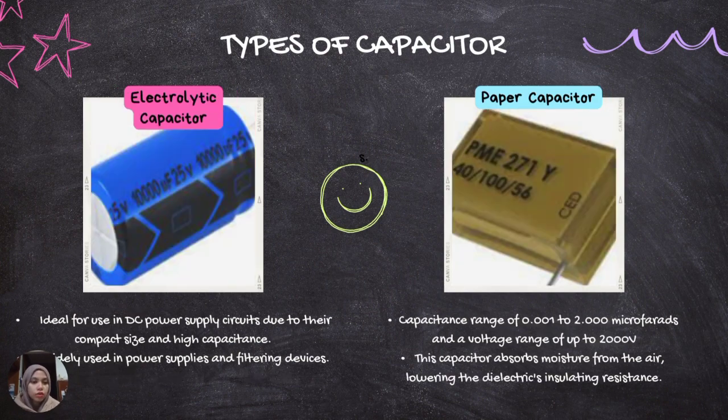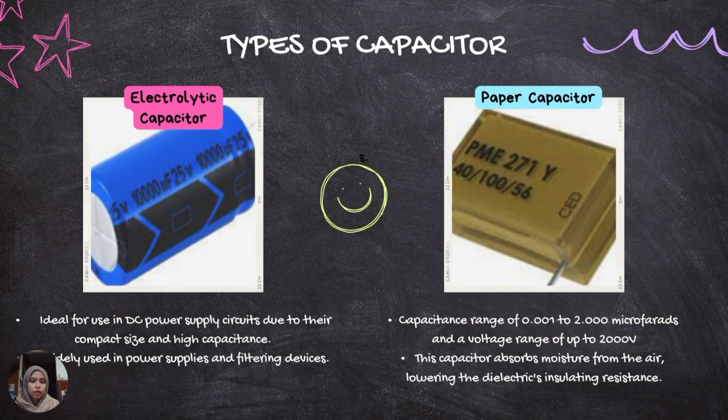Next is electrolytic capacitor, ideal for use in DC power supply circuits due to their compact size and high capacitance, widely used in power supplies and filtering devices. Next is paper capacitor. Capacitance range of 0.01 to 2.00 microfarads and voltage range of 2000 volts. This capacitor absorbs moisture from the air, lowering the insulating resistance.